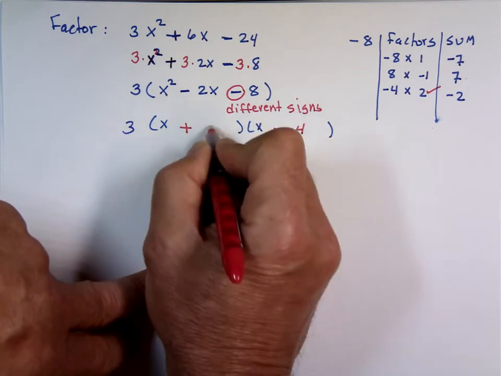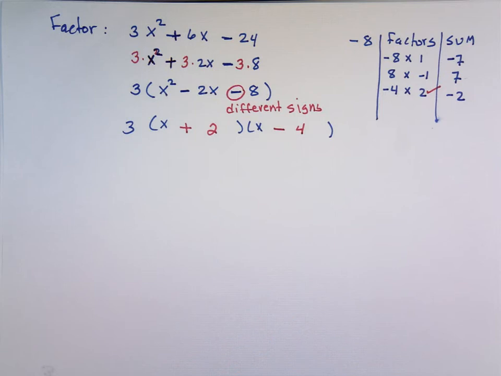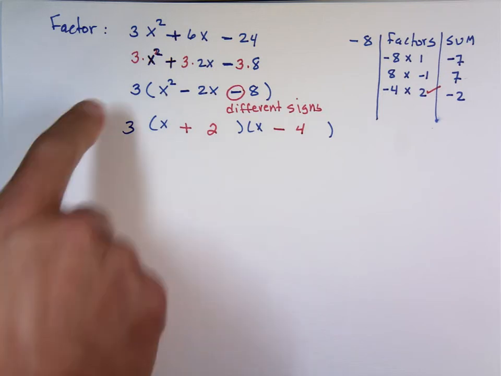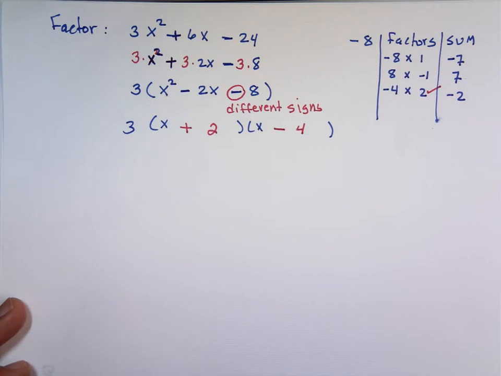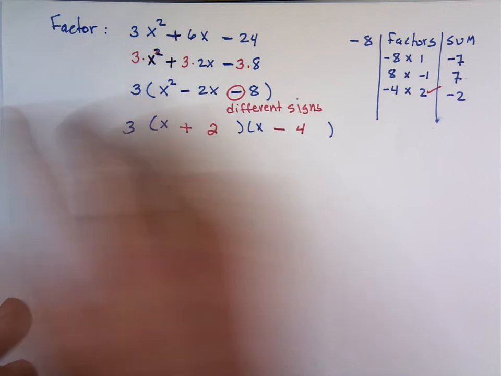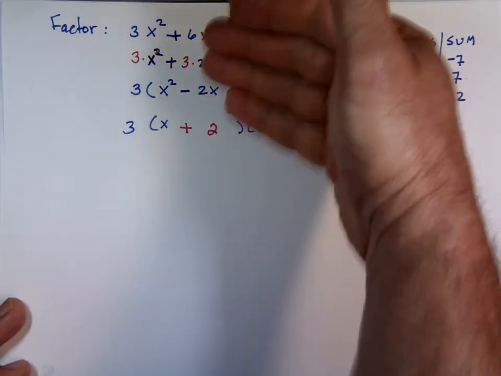You'll be surprised how many people just factor the 3 out and they stop. When the problem says factor, that means factor completely. This is not complete. It is factored, but it's not complete. You have to continue with that till you can't factor it anymore.